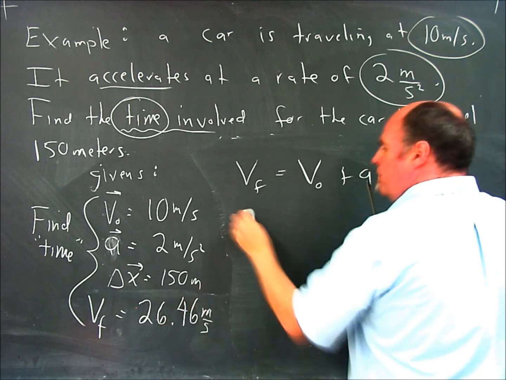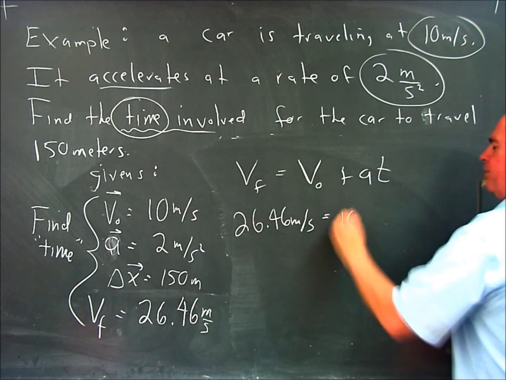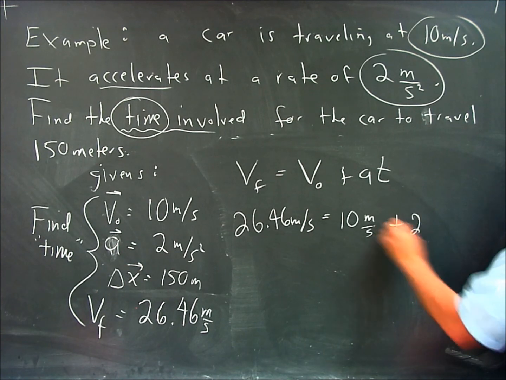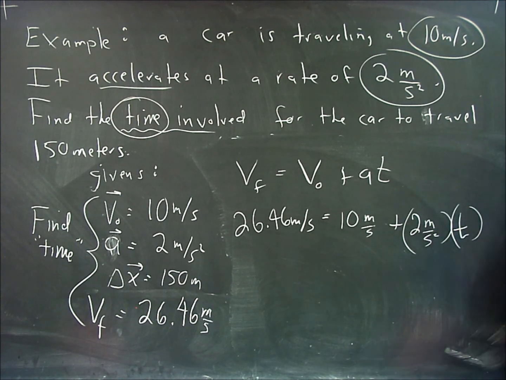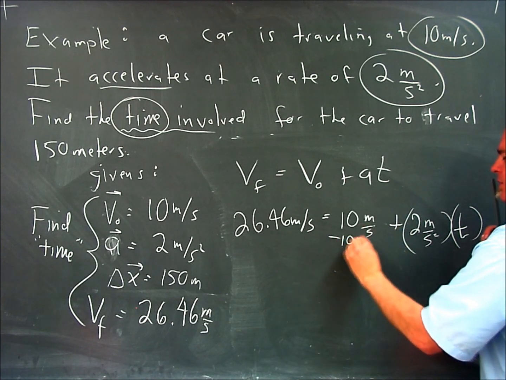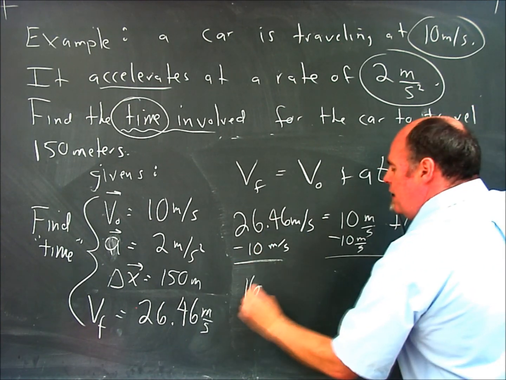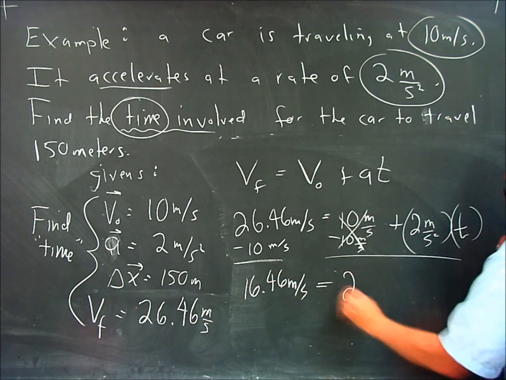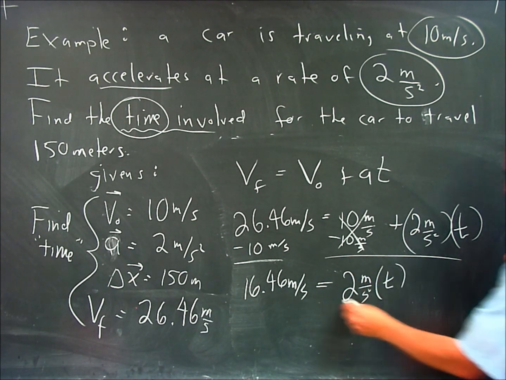V final came out to be the number 26.46. V initial was the number 10. A was the number 2. And the time is what I don't know. So when I plug this in, we'll subtract 10 from both sides first. So this becomes 16.46 meters per second equals, that's gone, 2 meters per second squared times time. I'll divide both sides by 2.